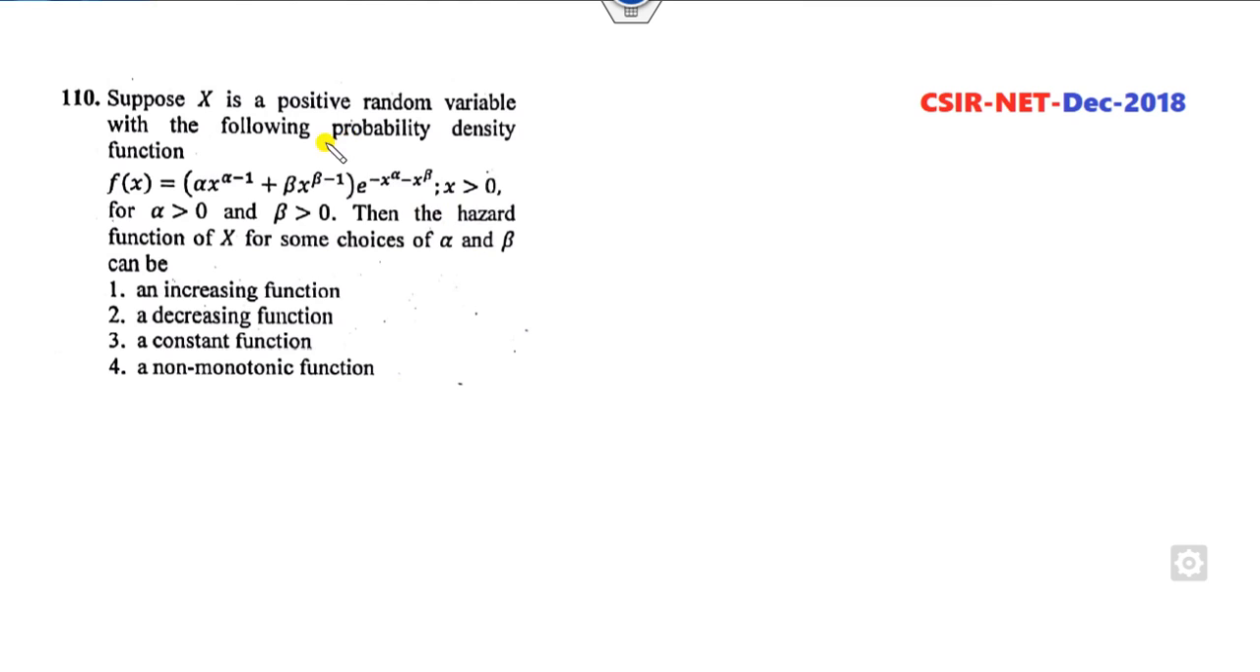Okay, now look at the next one. Which of the following statements is the hazard rate function? This is related to reliability theory. So what is the hazard rate? Denoted by lambda, it is the PDF divided by the CDF. This is the ratio of the PDF divided by the CDF.